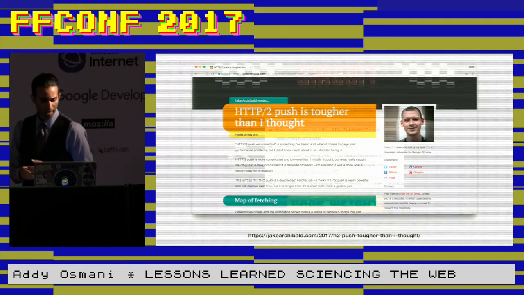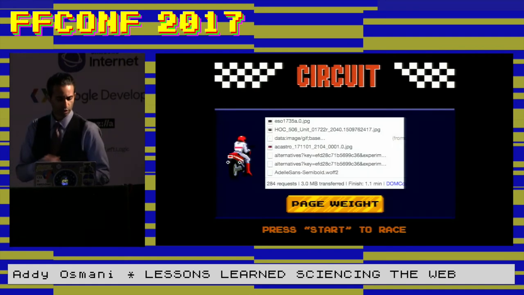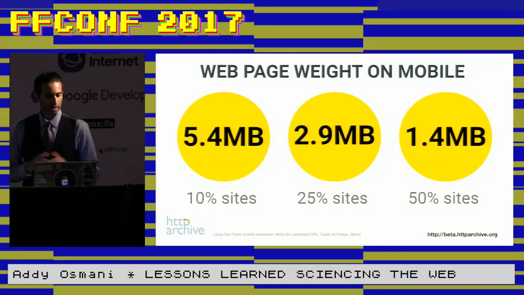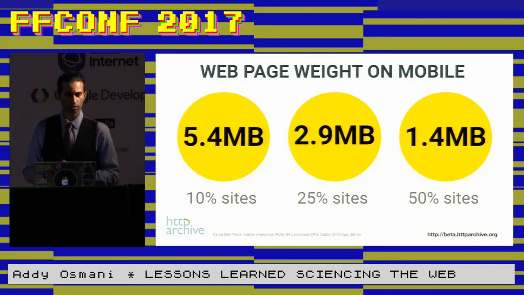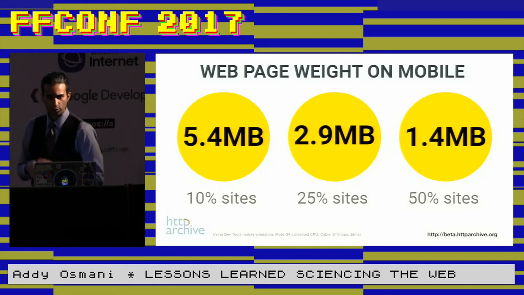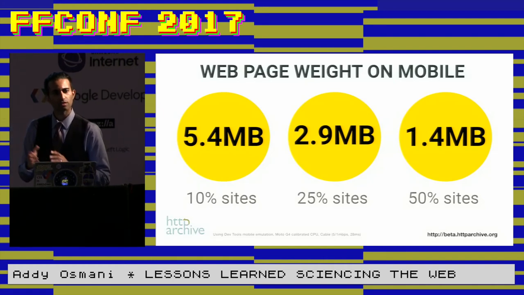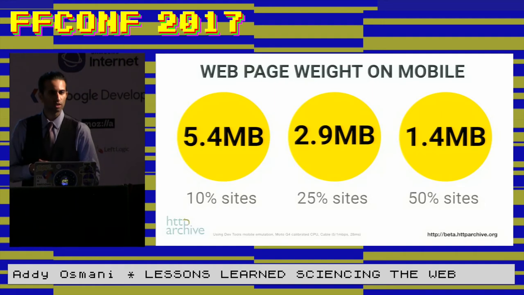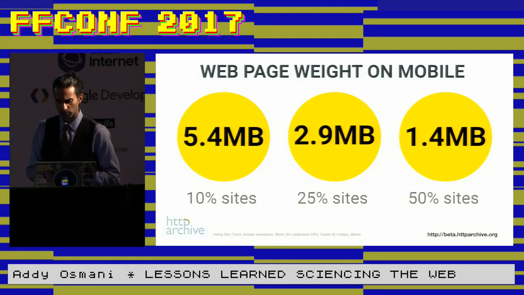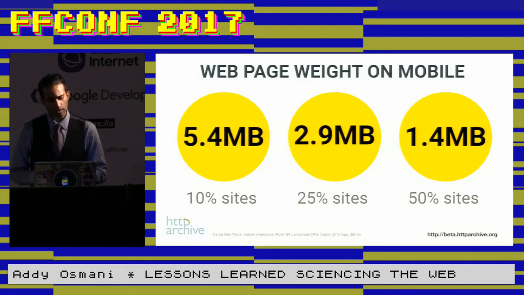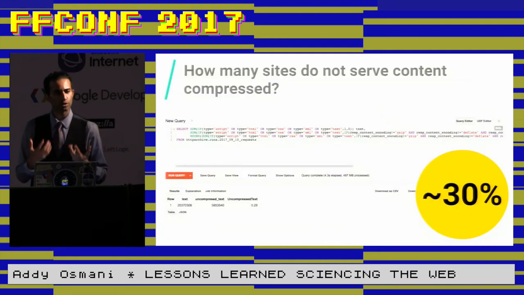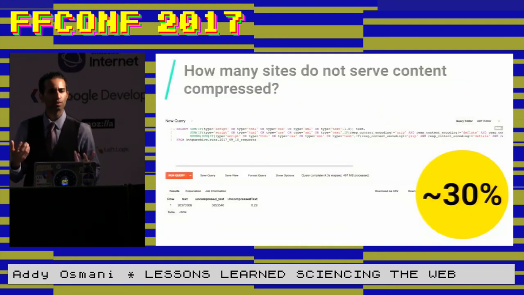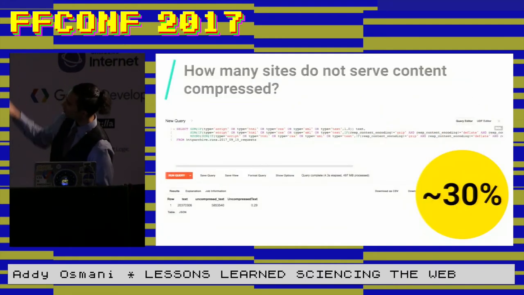Next up, let's talk about page weight. So digging into HTTP Archive, what we can see is that 10% of sites are currently shipping down about 5.5 megs worth of resources on mobile. 50% of sites are shipping down 1.4 megs. The vast majority of this is images. About 18% of it is JavaScript. A good proportion of the rest is images. We can also dig into how much of this resource that's being sent down ends up getting compressed. This is a particularly long SQL query.